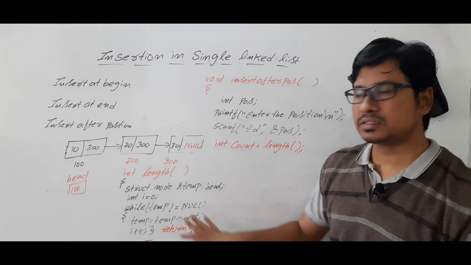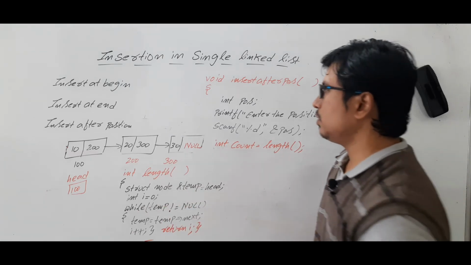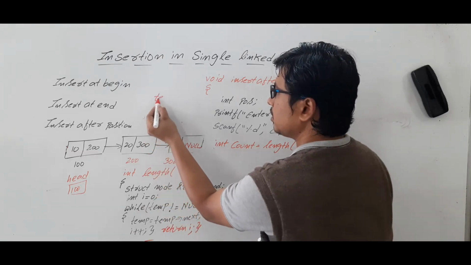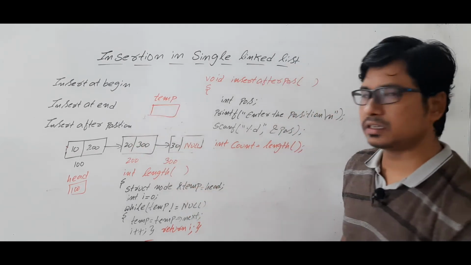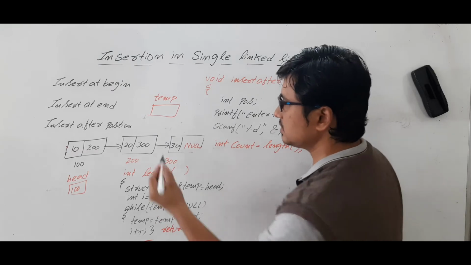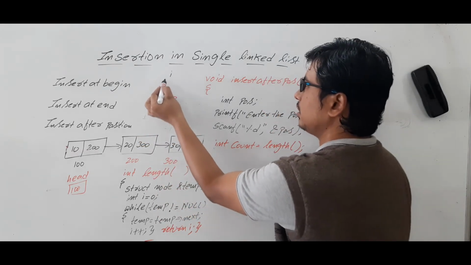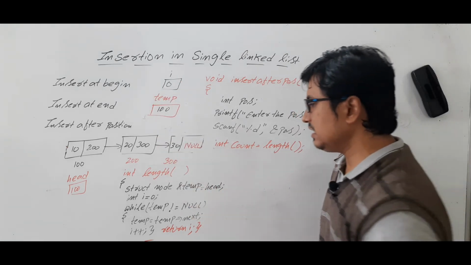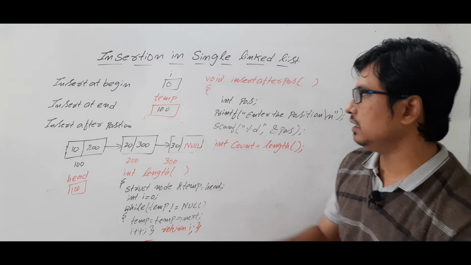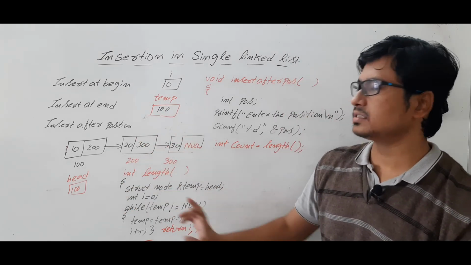Now let me discuss what is the logic behind writing this code. We are declaring a variable called temp, which is a pointer, and we are assigning whatever the address is there in the head, which is 100 right now. Now we have declared a variable called i and assigned it 0. While temp not equal to null: 100 is there, which is not equal to null. Yes, the condition is true.